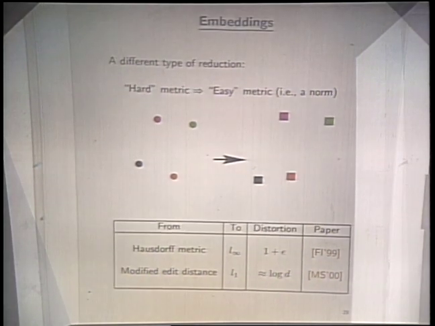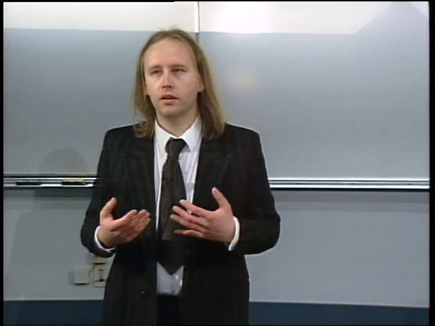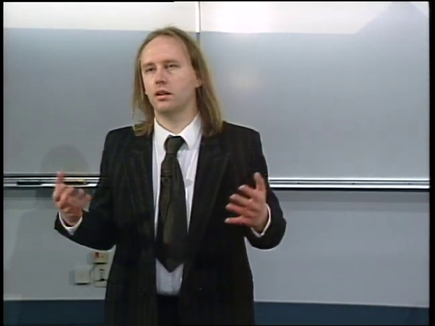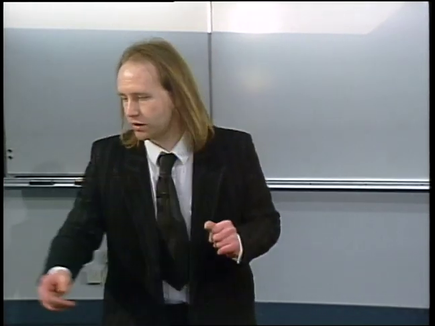Right now, there are two types of embeddings and two embedding results. One embeds the Hausdorff metric into the L infinity norm, and the distortion is very small, it's 1 plus epsilon. This is work with Martin Farach-Colton. And very recently, Muthukrishnan and Sahinalp also obtained an embedding from a variant of edit distance to L1, which achieves log D distortion. Here, D is the length of the sequences. I didn't say what this metric is.